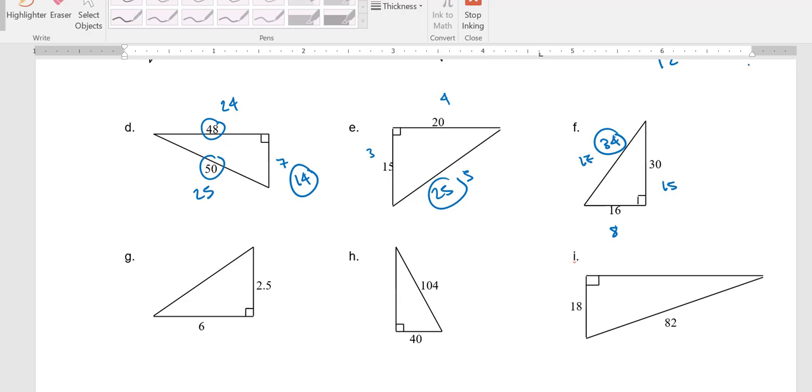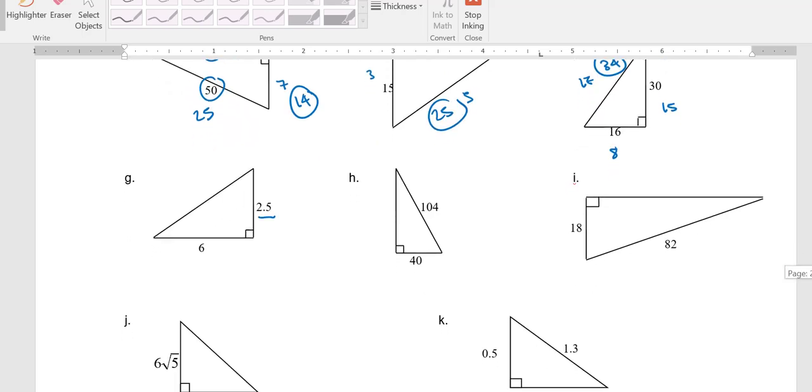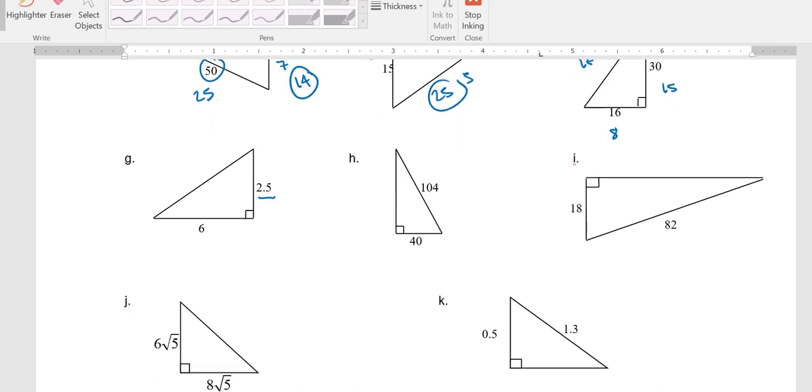Okay, this one is an interesting one because of this 2.5. Anytime you see something like a half or some sort of fraction or a decimal, try to multiply it by something so that it is no longer a decimal. So I'm going to multiply this by 2, so it's a 5. Multiply this by 2, so it's a 12, so that means it's a 13. But since I multiplied everything by 2, now I need to divide it by 2. So 13 halves would be the answer there.